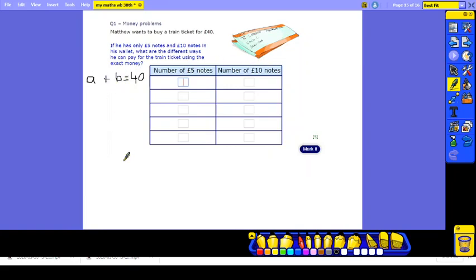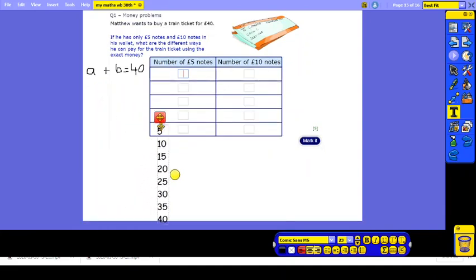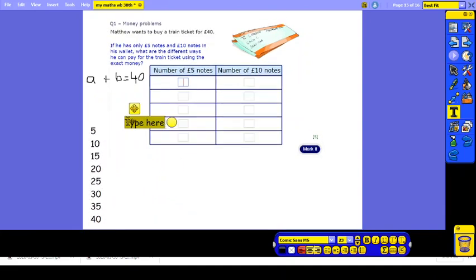So I'm going to start by writing out my 5 times tables and my 10 times tables. And I'm going to do this like this. So I've got 5, 10, 15, 20, 25, up to 40. And I'm comparing it with those that are in my 10 times tables.